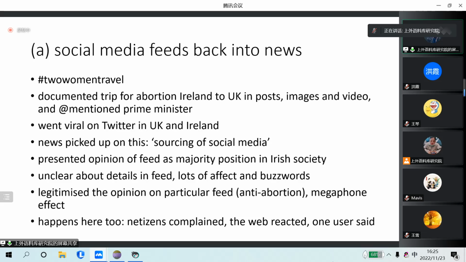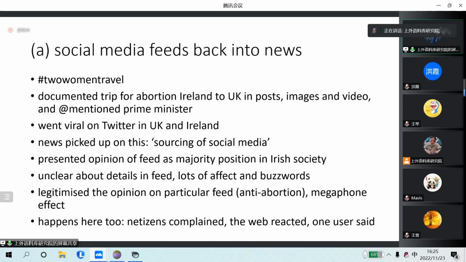All right, so they documented their trip. They had images of taxis, of saying, brr, it's cold at the airport. We never see them. They're completely anonymous. So we don't know if they even existed, but okay. It went absolutely viral on Twitter in the UK and in Ireland. And the news picked up on this.